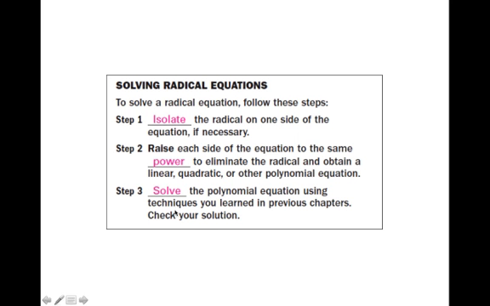This isn't just to make sure you did your work correctly. Sometimes you'll get apparent solutions, but they're not solutions to the original equation. They're solutions to a secondary equation you created along the way.